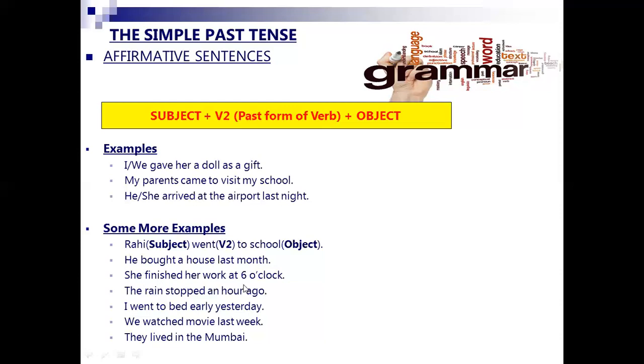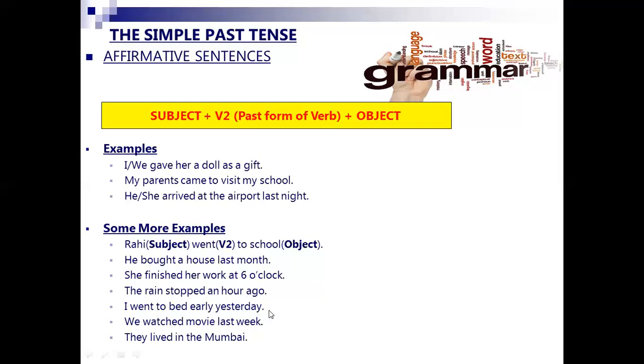She finished her work at 6 o'clock. She is the subject, finished is the past form of finish. This is a regular verb because only ed comes, meaning finish plus ed, finished. It shows the past form. Her work at 6 o'clock is the object. The rain stopped an hour ago. The rain is subject, stopped is V2, an hour ago is object.